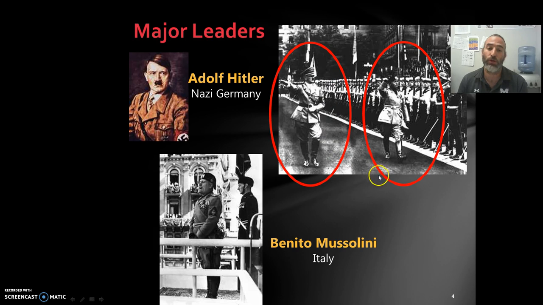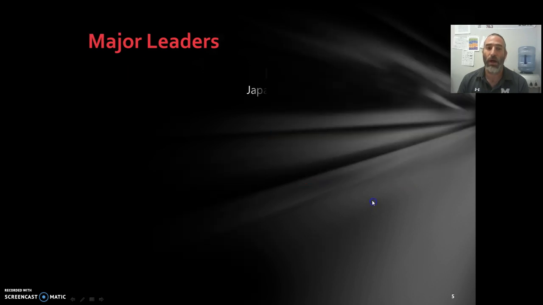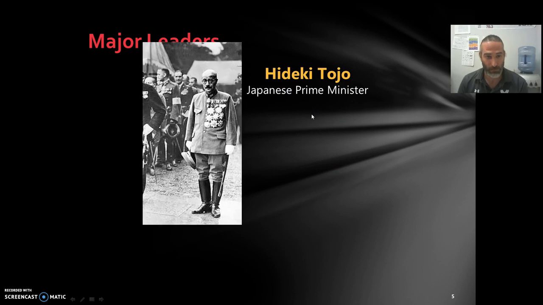The third country kind of just worked together in creating their own sphere of influence and agreed not to fight against the other two powers, but didn't necessarily fight with them. And that was Hideki Tojo. He's the Prime Minister of Japan.